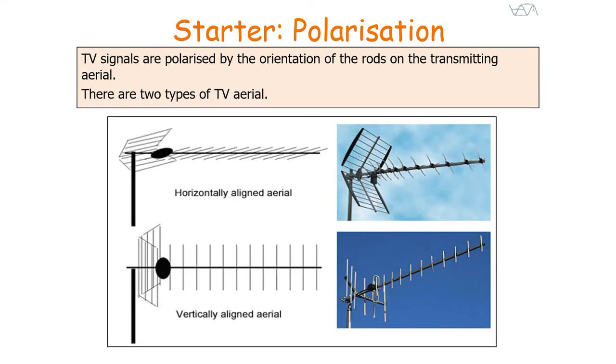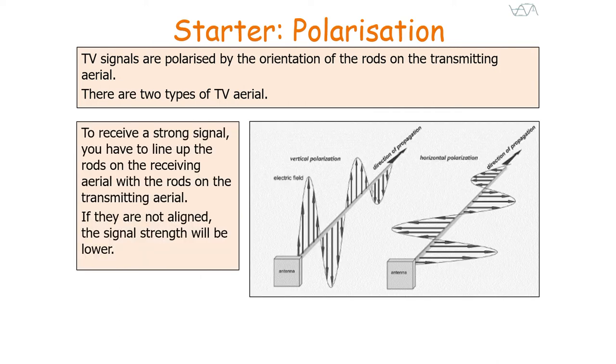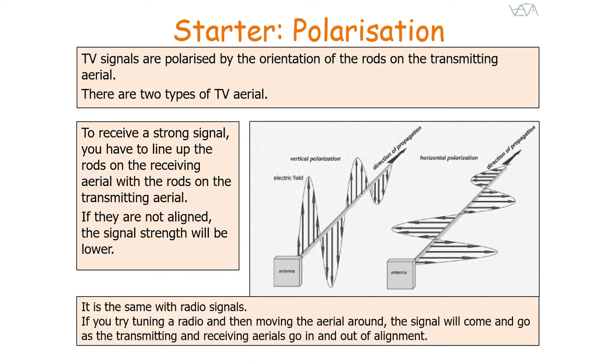In addition, TV signals are polarized by the orientations of the rods on the transmitting aerial, because there are two types of transmitting TV aerial, the horizontally aligned aerial and the vertically aligned aerial. So to receive a strong signal, you've got to line the rods on your receiving aerial with the rods on the transmitting aerial. If they're not aligned, the signal strength will be lower, and it's the same with radio signals as well. So if you try to tune a radio signal and then move the aerial around, the signal will come and go as the transmitting and receiving aerials go in and out of alignment.